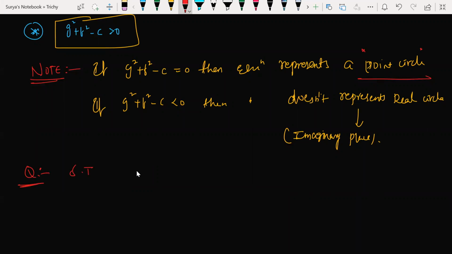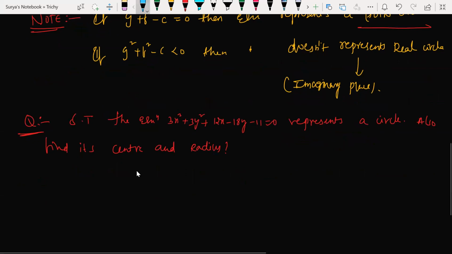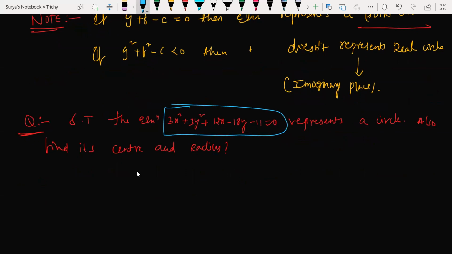Now we will see a question. Show that the equation 3x square plus 3y square plus 12x minus 18y minus 11 is equal to 0 represents a circle. Also find its center and radius. We have to show that this particular equation represents a circle.